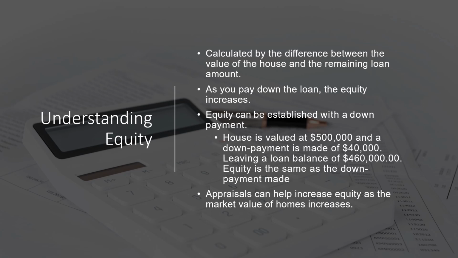Once you have the value of your home, you can determine the amount of equity you have available based on a few factors. One of those factors is the amount of the loan you have paid down thus far. Another can even be set up by the amount of down payment that you make. For example, if you purchase a $500,000 home and make a down payment of $40,000, then your equity is the same amount as your down payment, as it's the difference in the value of the home versus the remaining loan amount. As market values increase, having your home reappraised can help to increase equity as well.